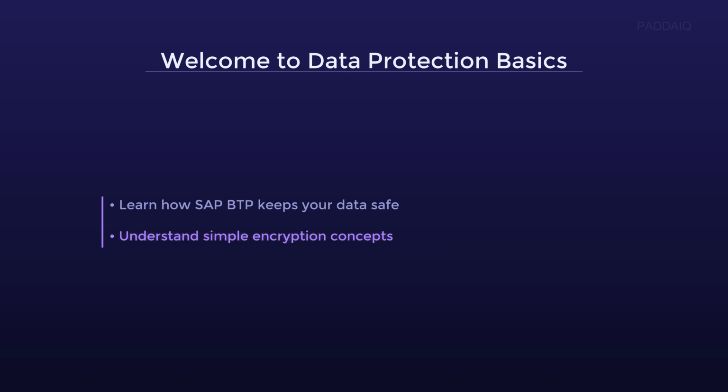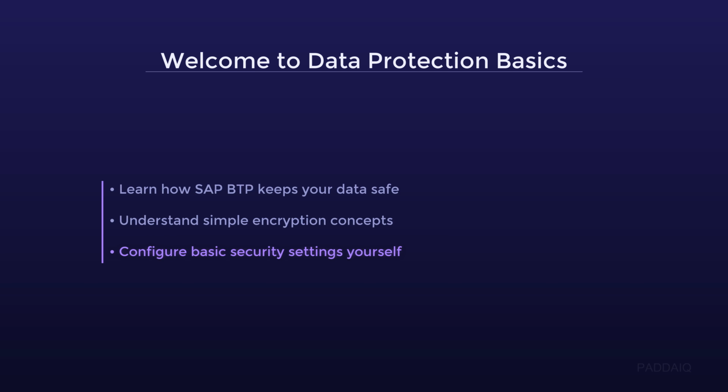Understand simple encryption concepts. Encryption scrambles data so only authorized parties can read it. Think of a secret diary with a lock. Only someone with the key can open and read its contents. This ensures your sensitive information stays private and secure from unauthorized access.